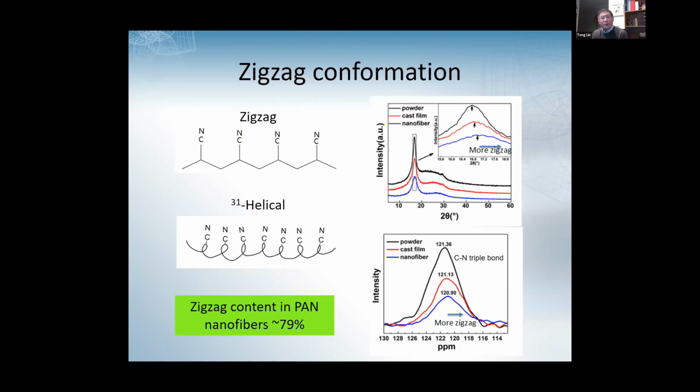The reason is that if we use electrospinning, the PAN molecular chain lies along the fiber length and has a zig-zag conformation. Because of this, the nitrile groups are oriented in one direction. But in the conventional material, the conformation is a helix structure, and the nitrile groups are oriented at different angles. So that cancels the dipole moment. We use XRD and solid NMR to prove this.